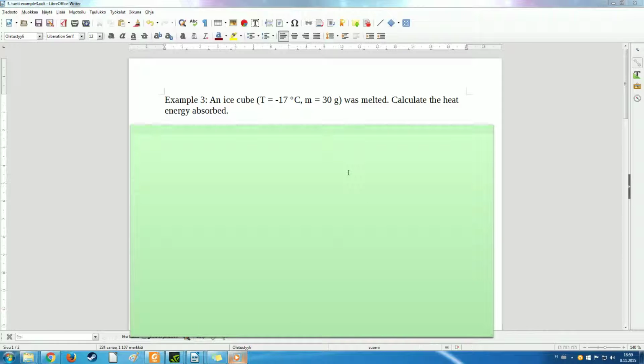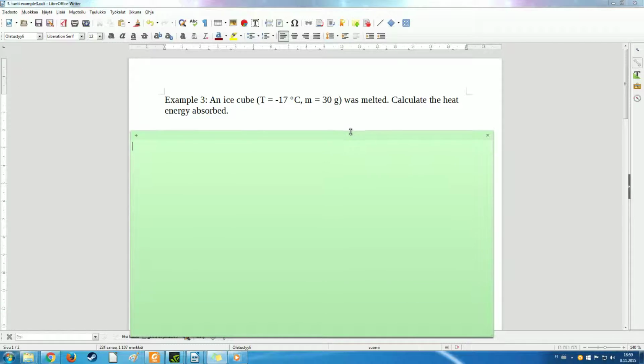Let's take another example of latent heat of fusion. An ice cube was melted. Calculate the energy absorbed. Because the melting point of water is higher than -17 degrees, we have to first calculate the heat required to warm up the ice cube and then the heat required to melt the ice cube.